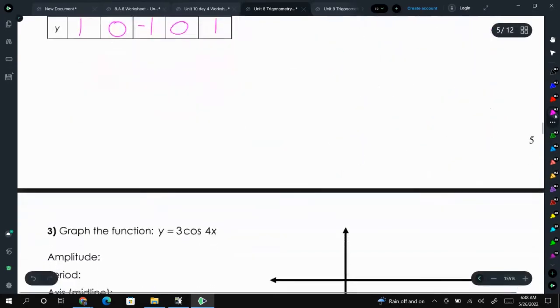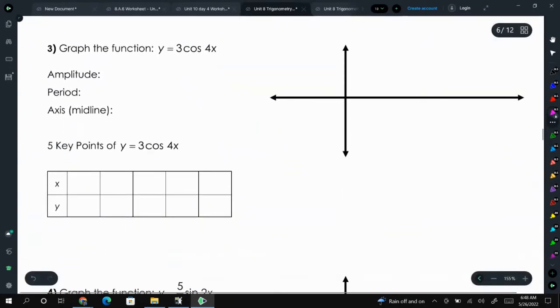All right, let's look at the next page. This time we have an amplitude of 3. Our period, 2 pi over b, which is 4, so 2 pi over 4, which is pi over 2. And then there's no stuff going on the outside, so y equals 0.